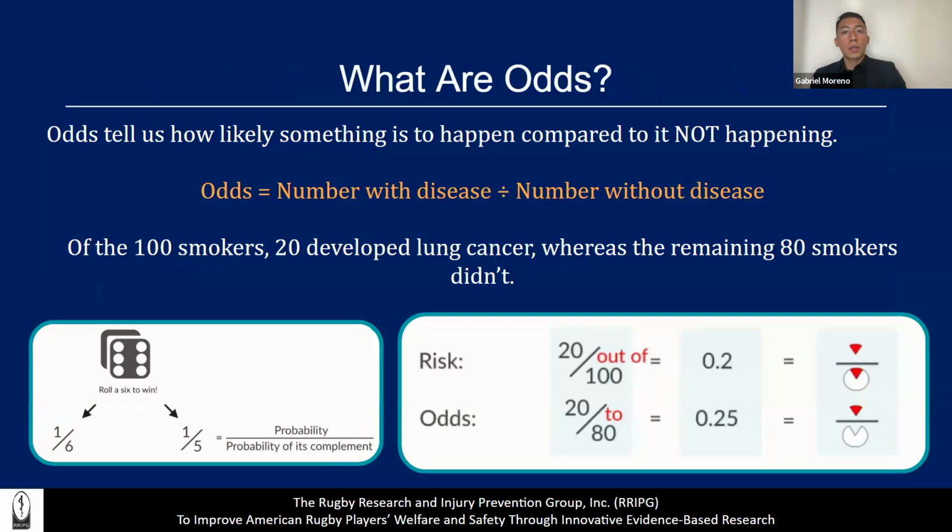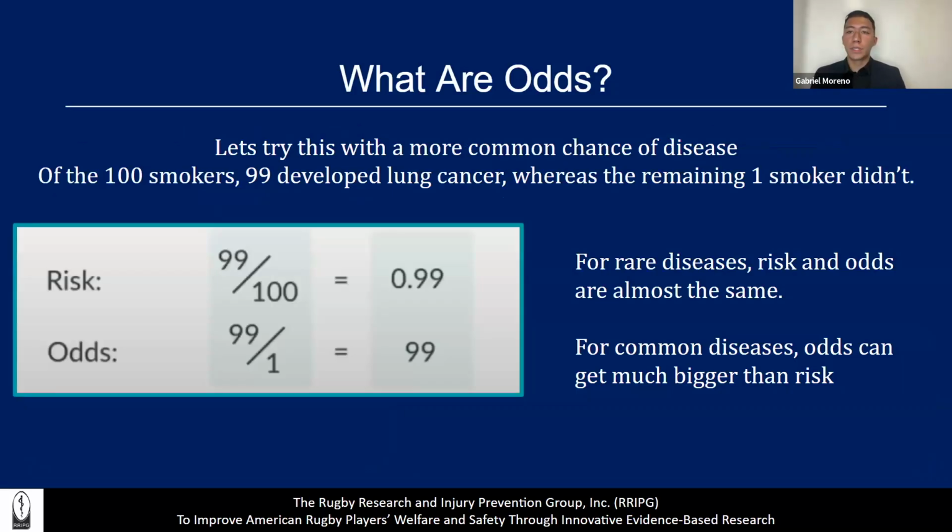That's what odds are. So odds equal the number of people with the disease over the number of people without the disease. So in our scenario of smoking and lung cancer, out of the 100 smokers, 20 developed lung cancer, whereas the remaining 80 smokers didn't. So risk is 20 out of the total, but odds compares the two groups, those who developed it and those who didn't.